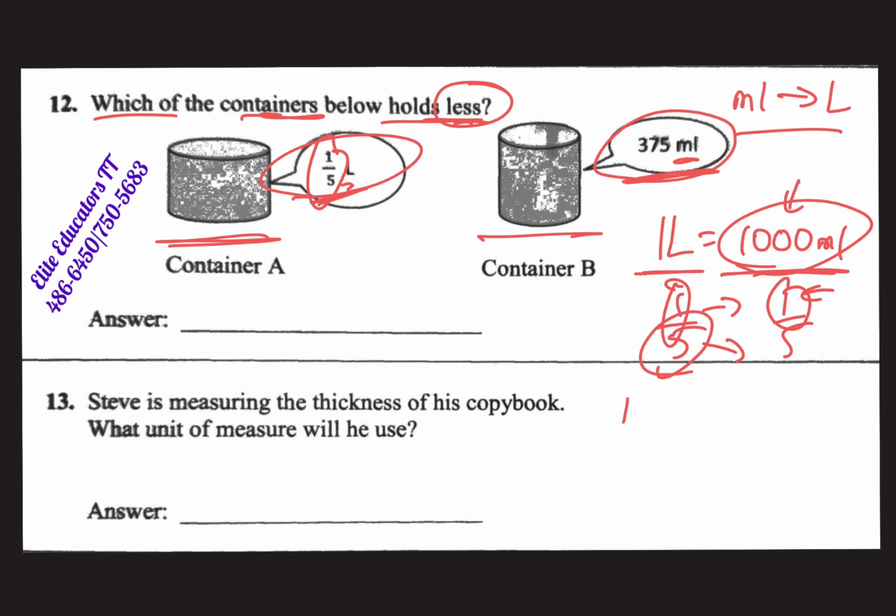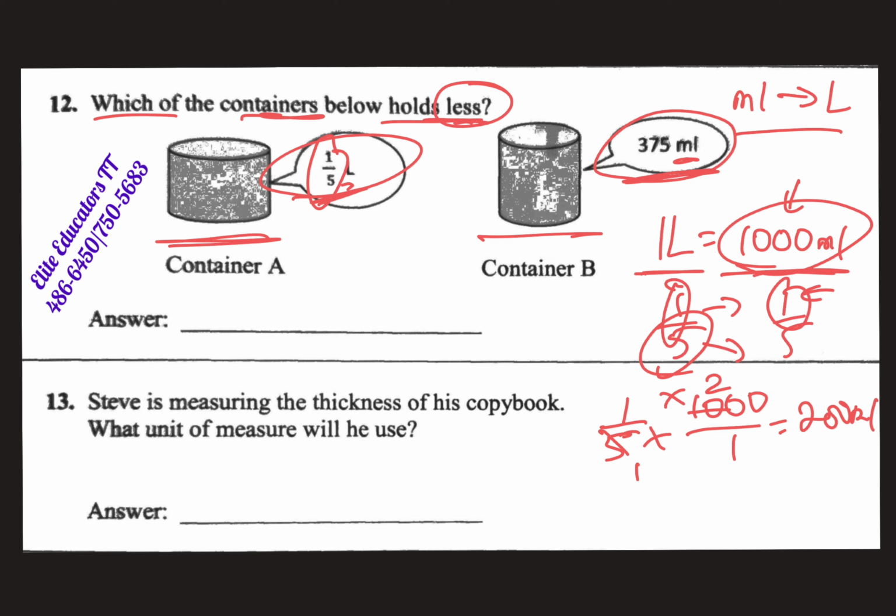We say 1/5 multiplied by 1000 over 1. And all we do, cross out the 5. 5 divided into 5 will give us 1. 1000 divided by 5 will give us 200. And we see that 1 multiplied by 200 will give us 200 ml.